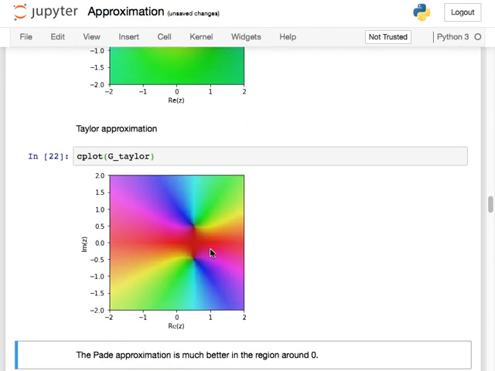So we can see there's lots of stuff happening over here because we've got those two poles in the Taylor series approximation. Why do we have two poles? Anybody? Second order Taylor series approximation, second order polynomial. Second order polynomial has two roots. Those roots are those two spots over there, right?